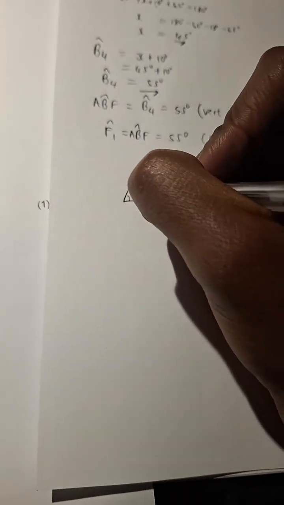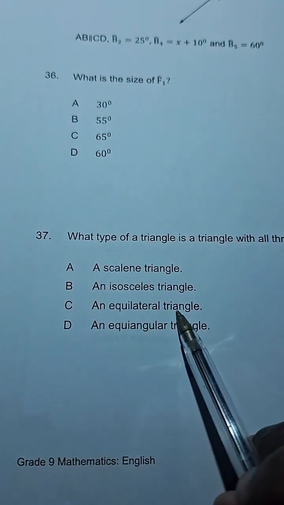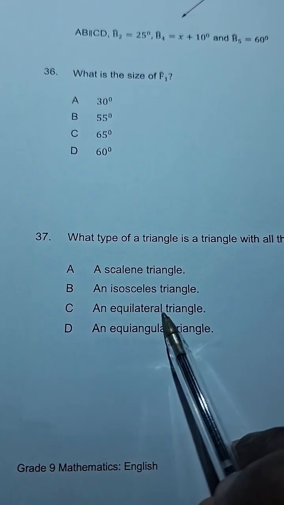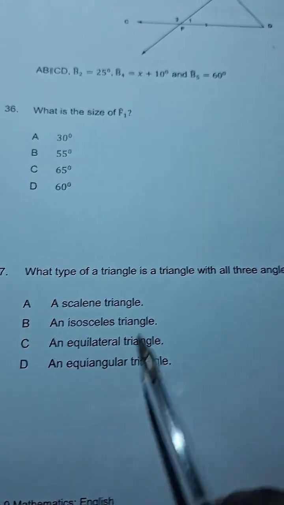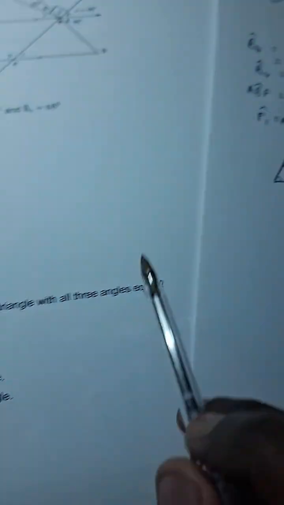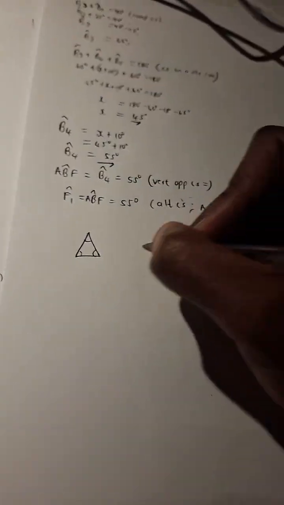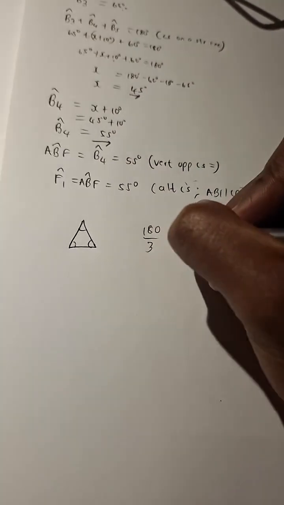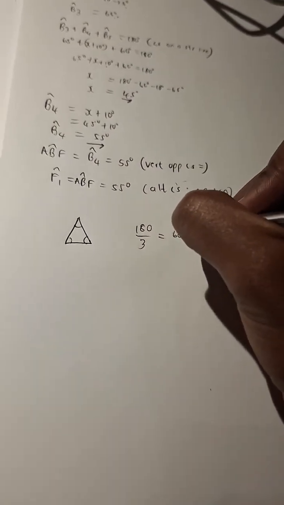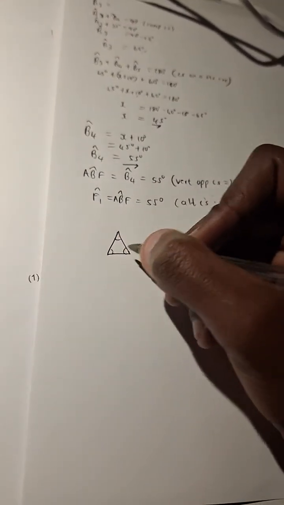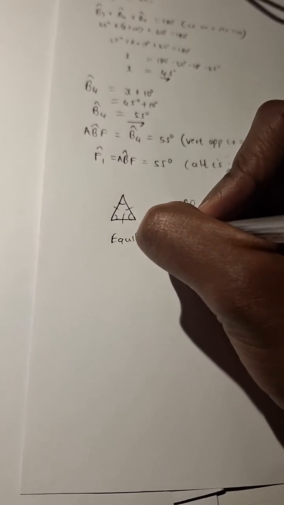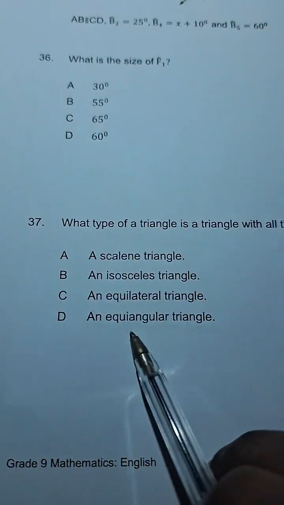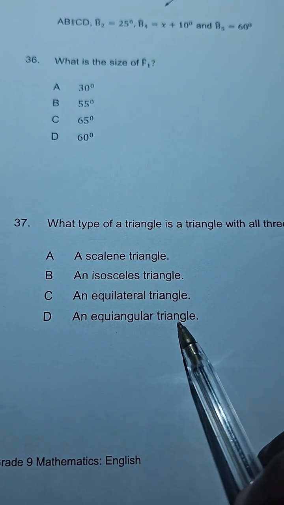Guys, remember, if all three angles are equal, that means we have an equilateral triangle. Equilateral, not equiangular. There's no such thing as an equiangular triangle. The minute three angles are equal, the sum of which is supposed to be 180, 180 divided by 3 is 60 degrees. If it is 60, 60, 60, it means the sides are all equal. So this is an equilateral triangle, not equiangular. Don't be fooled.